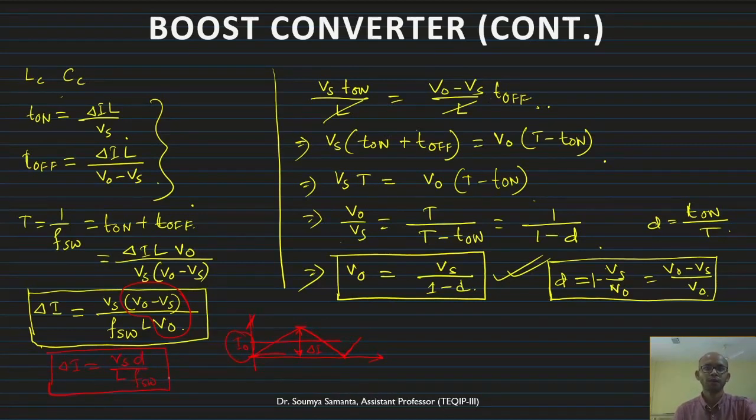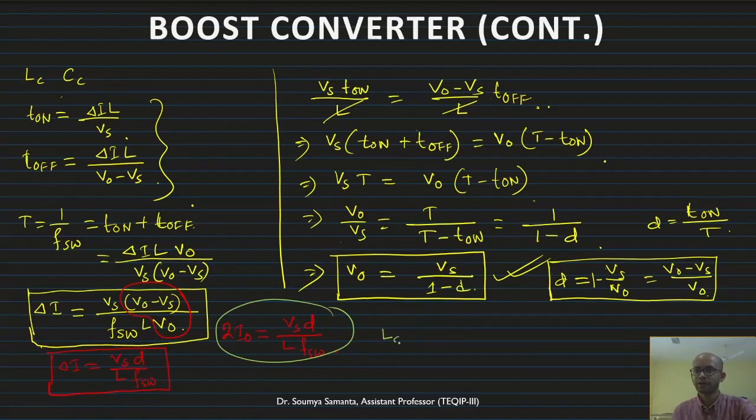So now, what will happen here? We can replace this with twice of I0, which equals Vs into D by L FSW, which gives us the value of LC, the critical value of the inductance. The critical value of the inductance is Vs into D by twice of I0 FSW. This is the critical value of the inductance.